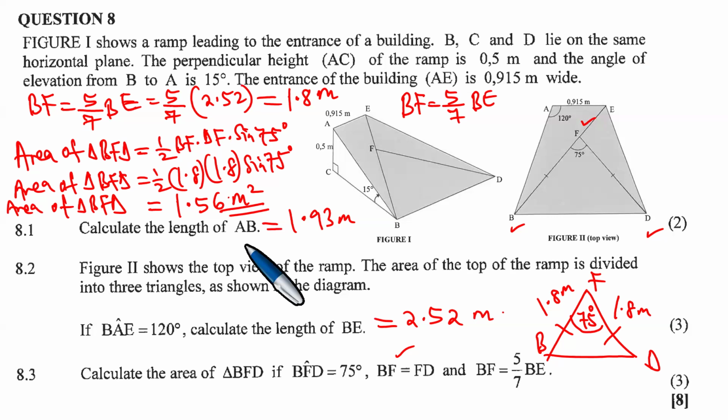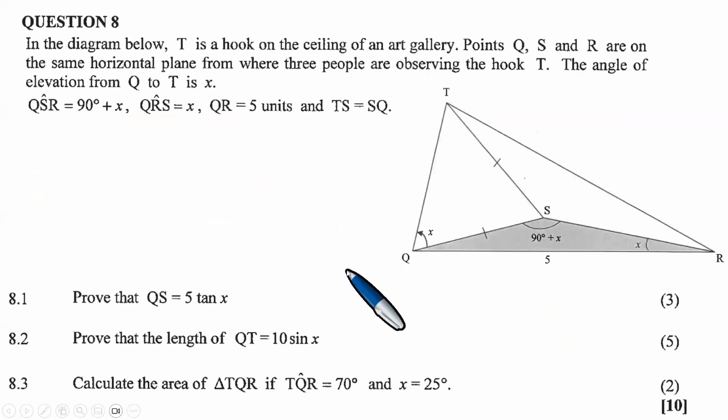So we continue. Right, we move forward. Any questions so far, Perelelo? No, sir. Okay, good, we move forward. Okay, the following is a very, very interesting one. This one, I would be interested in seeing your participation. In the diagram below, T is a hook on the ceiling of an art gallery.